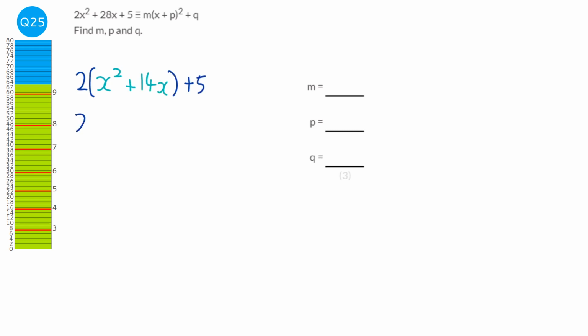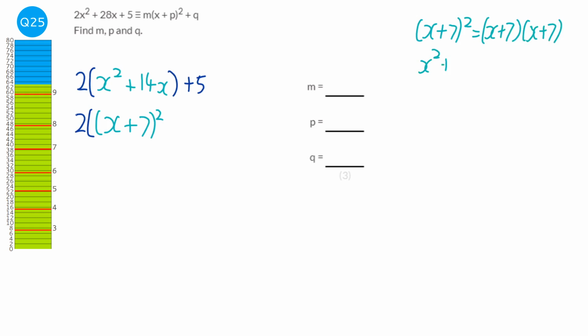Now we're going to complete the square here, so that will give us brackets x plus half of the x coefficient, which is 7, squared, and I'm just going to expand that quickly here. So x plus 7 squared is the same as x plus 7, x plus 7, and when we expand that we get x squared plus 14x, which is good, and then we get plus 49. Now this bit here is the bit we need to remove.